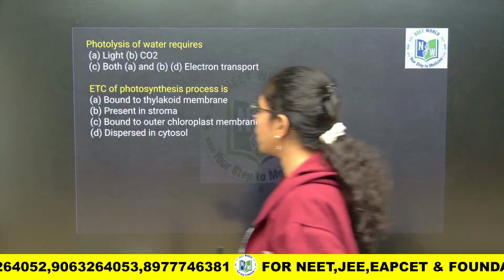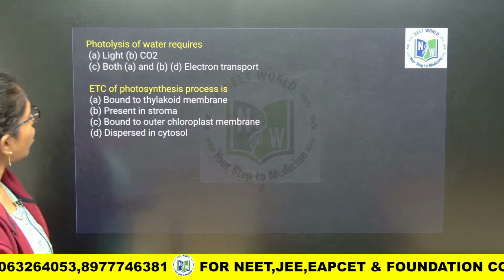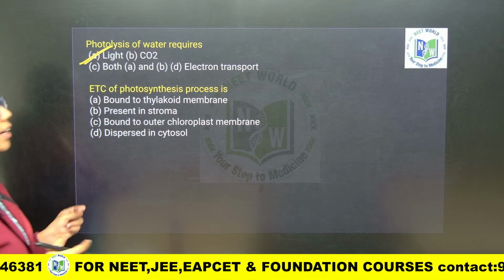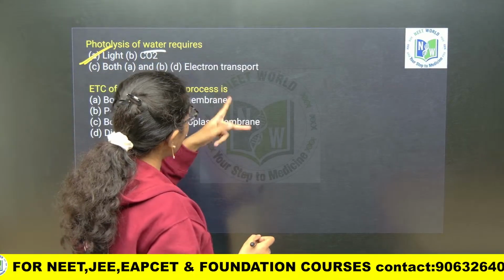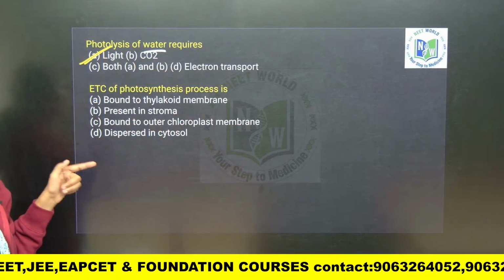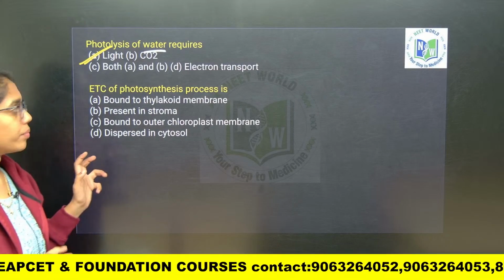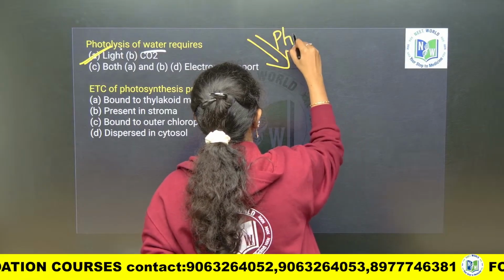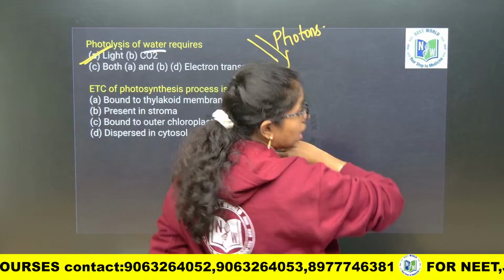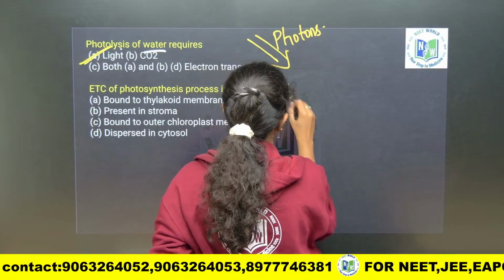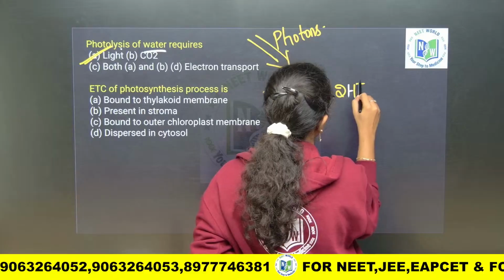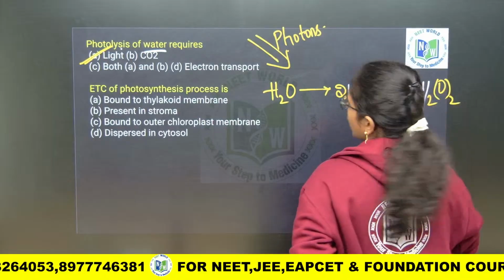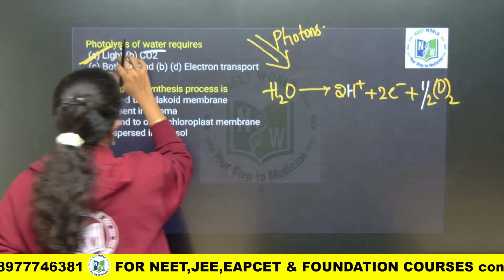Photolysis of water requires what? Photolysis of water requires light, that's it, sunlight, because utilizing sunlight only, the water molecule is split into 2H+ plus 2 electrons plus an oxygen atom. So, utilizing light energy as photons, the water molecule is split into 2H+ plus 2 electrons plus an oxygen atom. Clear, right? So, this is light.